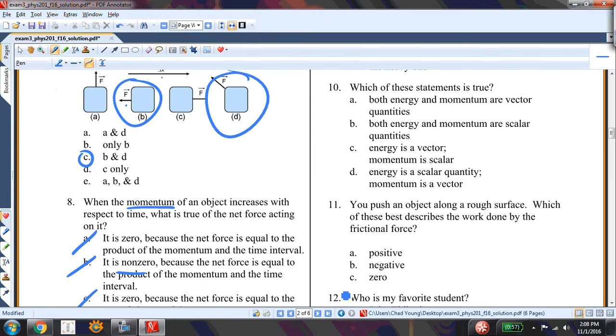Which of these statements is true? Both energy and momentum are vector quantities? No, energy is scalar. Momentum is a vector. So D is the right answer.